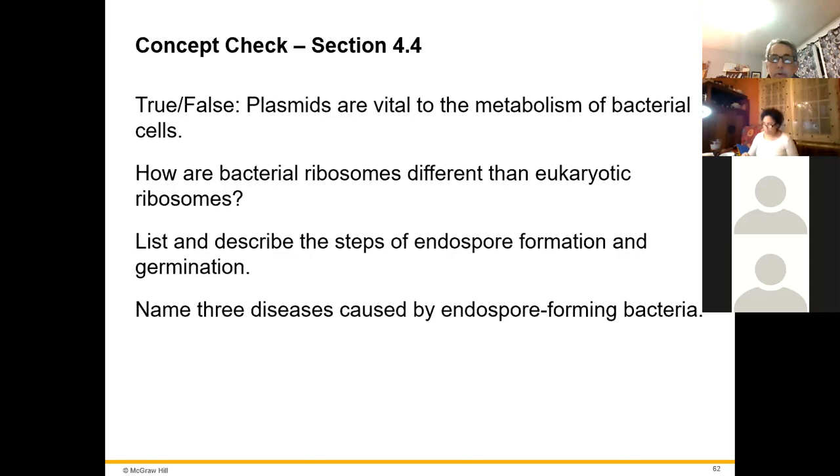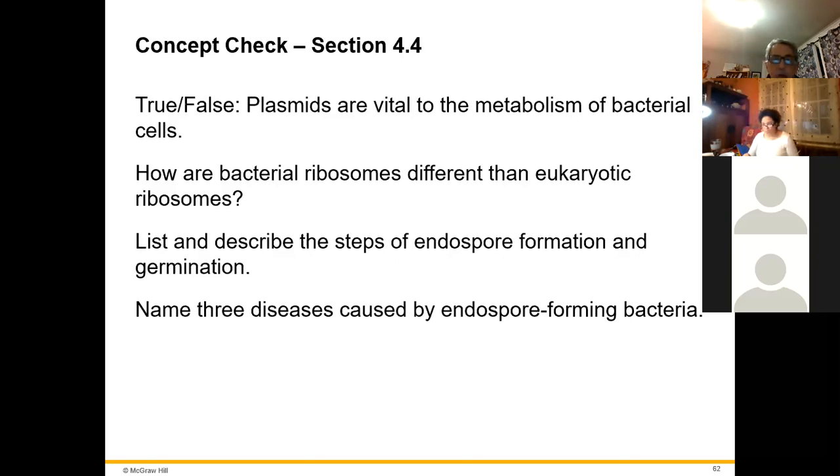But all those are essential metabolic processes, and plasmids are just small pieces of genetic material that don't have the genes to carry out those processes. As I said before, they carry antibiotic resistance genes, and genes for resistance to heavy metals.